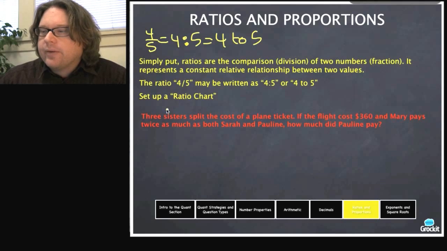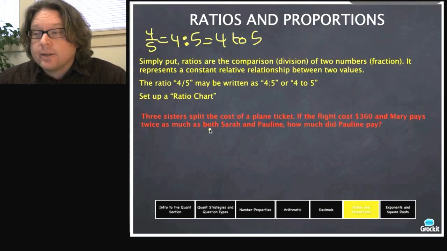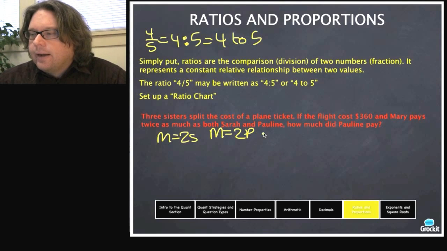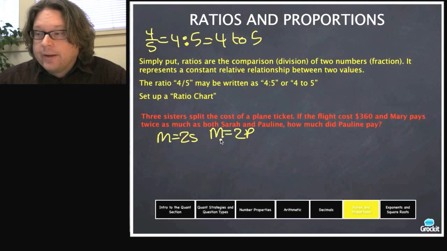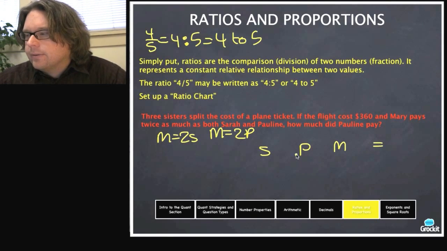So for example, if you have 3 sisters split the cost of a plane ticket, if the flight costs $360 and Mary pays twice as much as both Sarah and Pauline, how much did Pauline pay? So we know that Mary paid twice as much as Sarah and Pauline. So Mary equals 2S, Mary equals 2P, and how much did Pauline pay? This also means that Sarah and Pauline paid the same amount. So what Sarah paid and what Pauline paid and what Mary paid equaled $360.